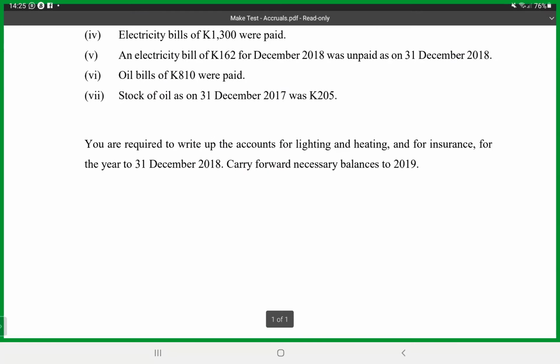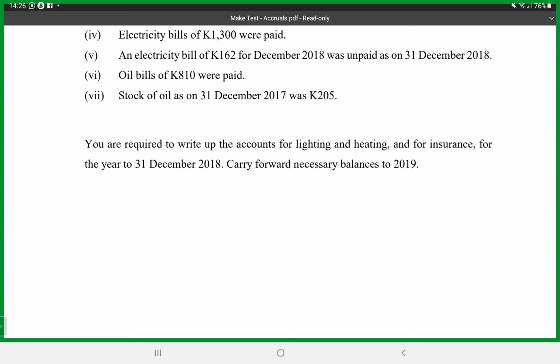Always when you think about lighting, relate that to the bulbs, or heating, what you use electricity for. Okay. The oil bills of 810 were paid. The oil bills of 860 were paid. Which account can you post this transaction to, the insurance account or the heating and lighting account? Heating and lighting.